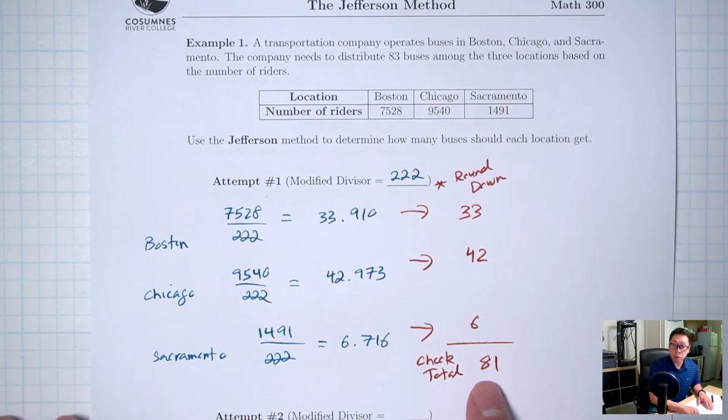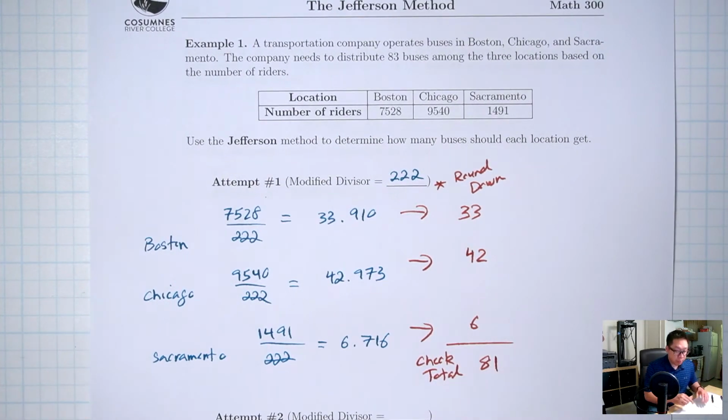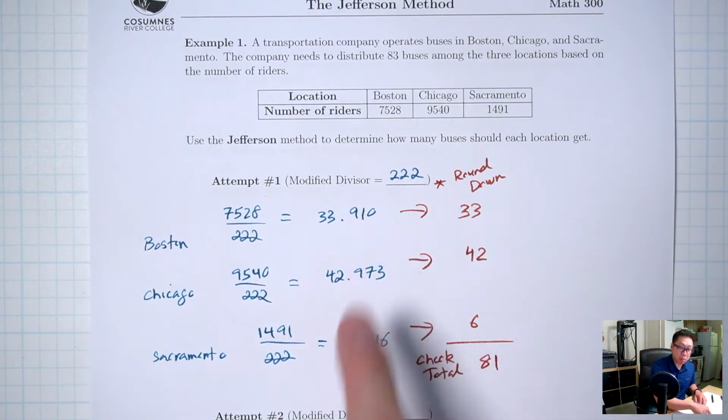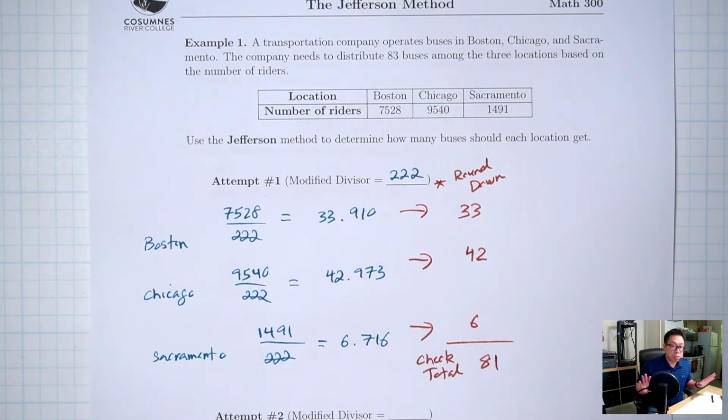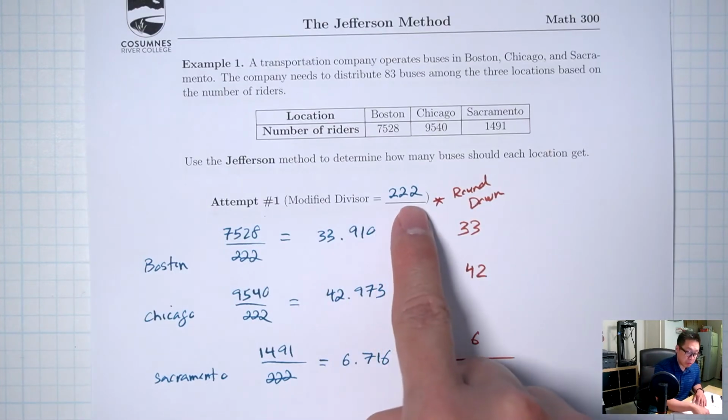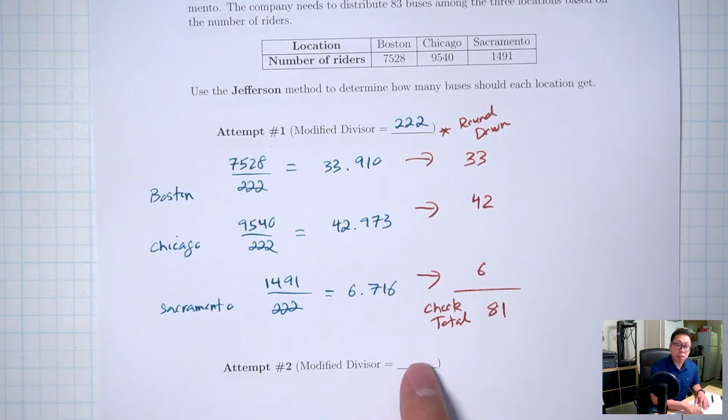So this is not the number I want, right? I want this to be 83. It's not. So in the Hamilton method, you give the extras based on the decimal. In the Jefferson method, you don't do that, okay? If you don't get the correct number, you're going to guess a different number for the divisor. So instead of 222, we're either going to go up or go down and try it again with the new divisor, right?